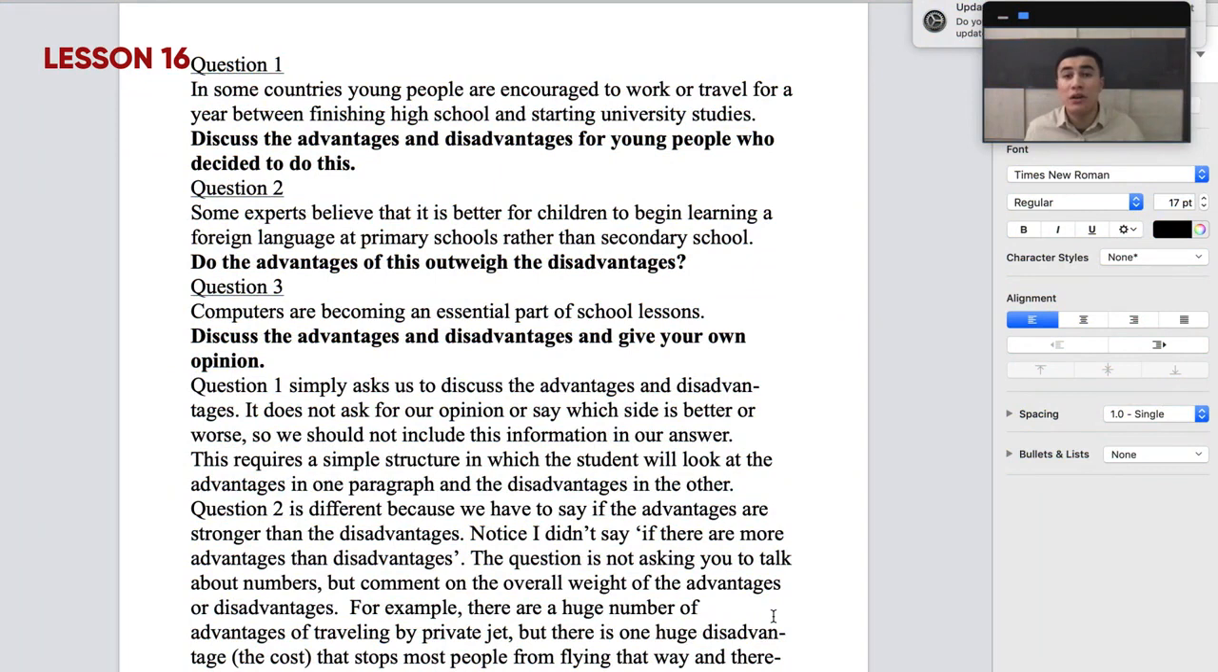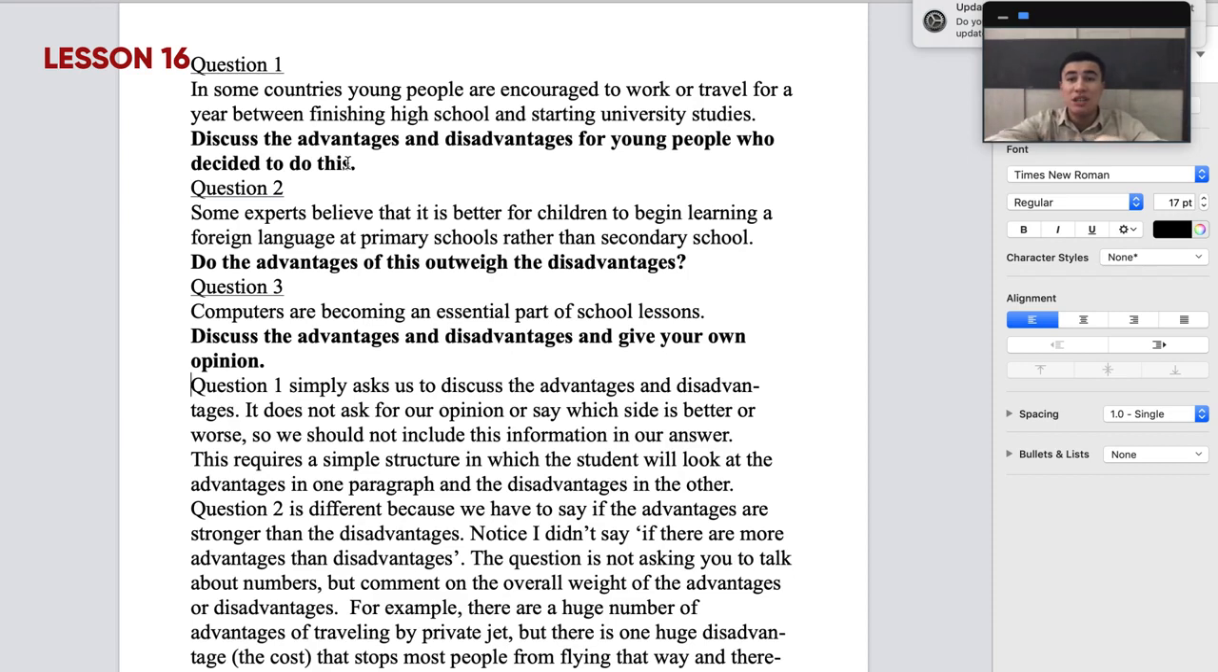Okay guys, now we are going to go through each question type and of course discuss corresponding structure. First of all, I'm going to go through three different questions and then we will discuss their difference. Okay, question number 1. In some countries, young people are encouraged to work or travel for a year between finishing high school and starting university studies. Discuss the advantages and disadvantages for young people who decided to do this.